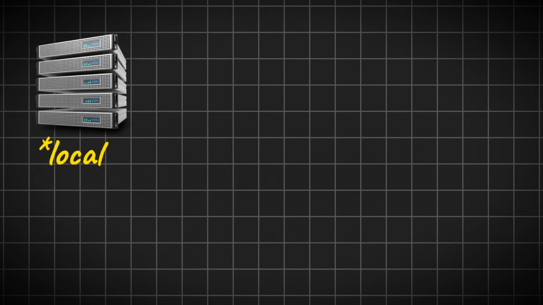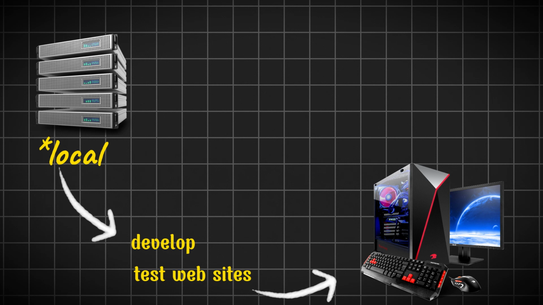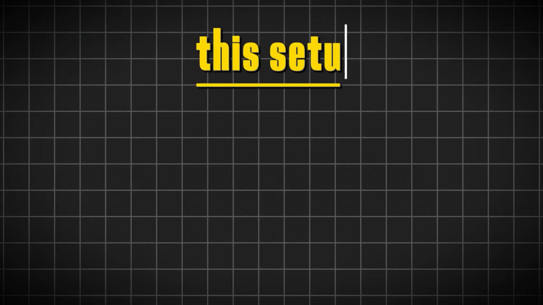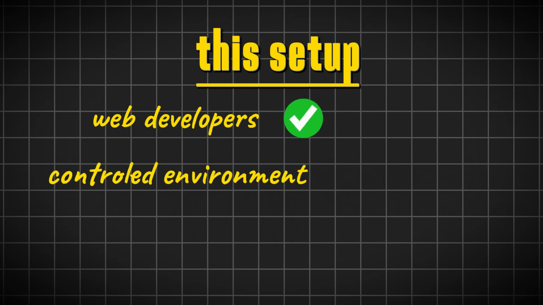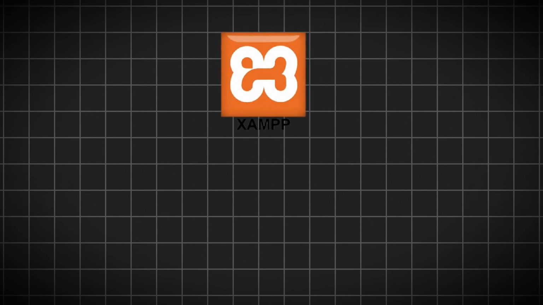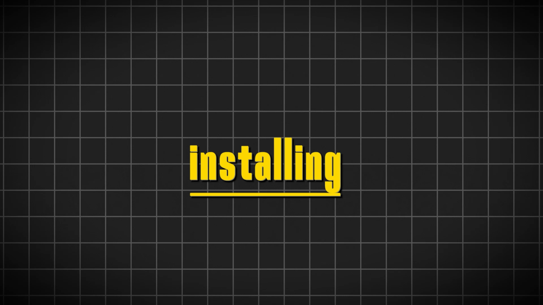A local web server allows you to develop and test websites on your computer before deploying them to a live server. This setup is essential for web developers who want to ensure their site works correctly in a controlled environment. In this tutorial, we'll be using XAMPP, a popular and easy to install package that includes Apache, MySQL, PHP, and Perl. Let's start with downloading and installing XAMPP.